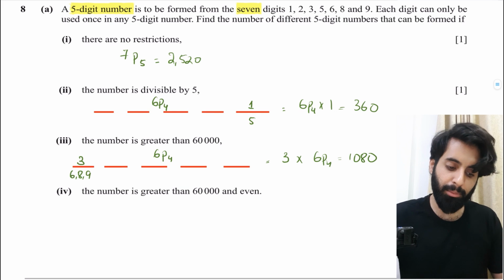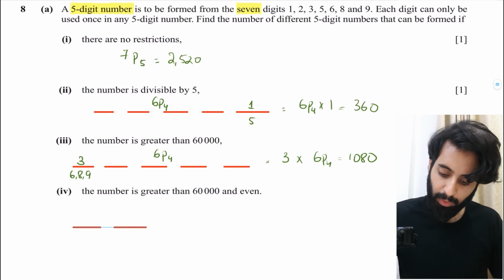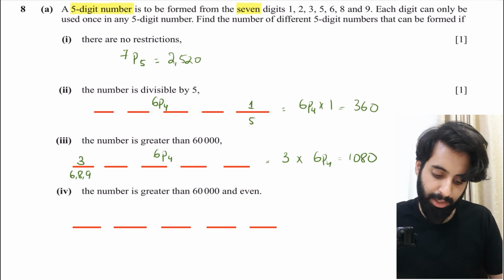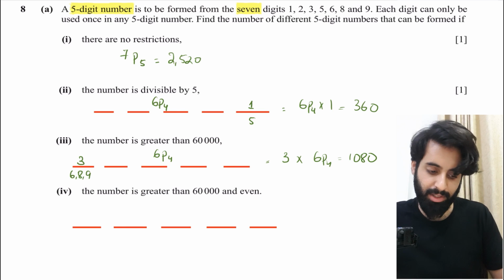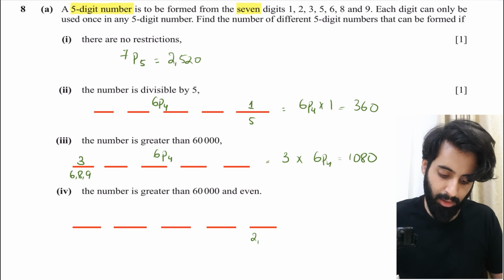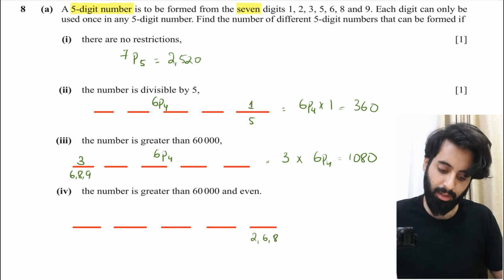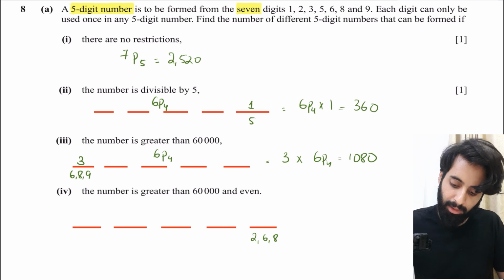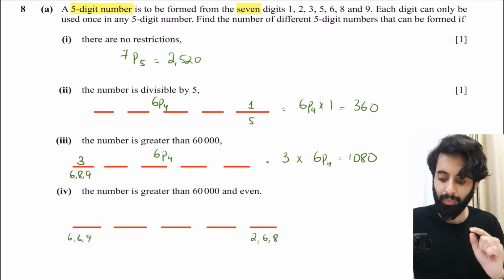Now the first problem here is, we can't satisfy both these conditions at once. Okay, now I'll tell you why we can't do that. The reason is that if you want to make sure that the number is even, that means you can have 2, 6, or 8 as your units digit. That is what will make sure that the number is even. And you can have 6, 8, and 9 as the first digit.